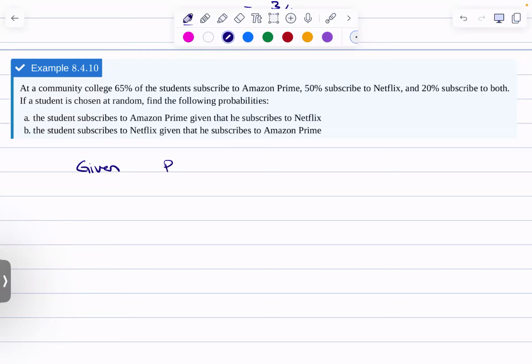So if we're drawing a card from a deck of cards, we want to find the following probabilities. Now, the probability of a king: there are 4 kings in a deck of 52 cards. And so the probability of a king is 4 in 52.